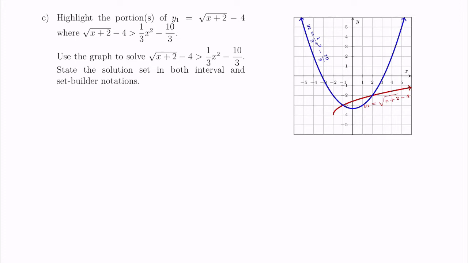Before we do that, we want to remind ourselves that the left-hand side of this inequality, that square root of x plus 2 minus 4, is exactly the red y1 graph. And the right-hand side, the 1/3 x squared minus 10/3, is exactly the blue y2 graph. So another way to phrase what it is that we're trying to do is we're trying to figure out where is the y1 greater than the y2. We need to keep in mind, though, this is a reference to the y values being greater than, or the y values being equal, or the y values being less than, whatever the equation or inequality happens to state.